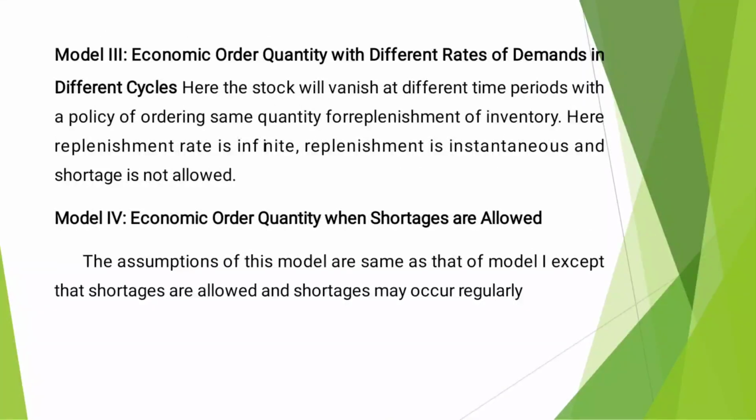Next model, economic order quantity with different rates of demands in different cycles. Here the stock will vanish at different times of period with the policy of ordering same quantity for replenishment of inventory. Here replenishment rate is infinite, replenishment is instantaneous and shortage is not allowed.